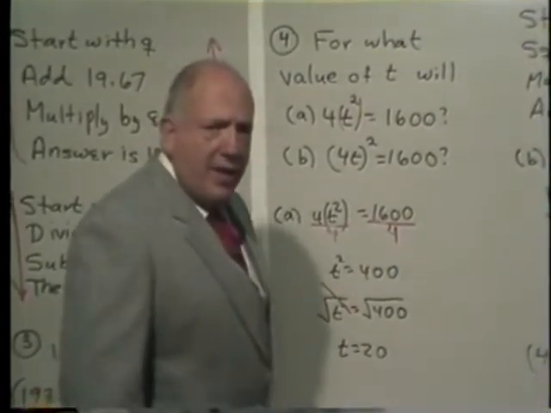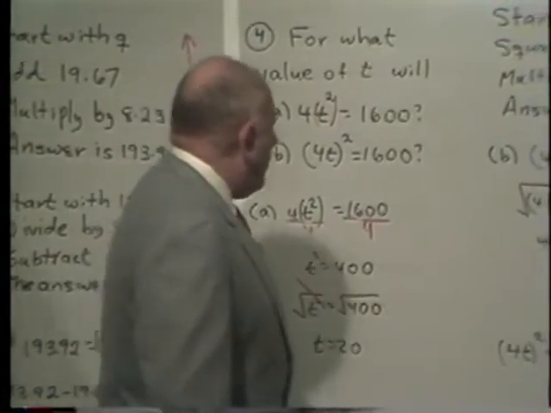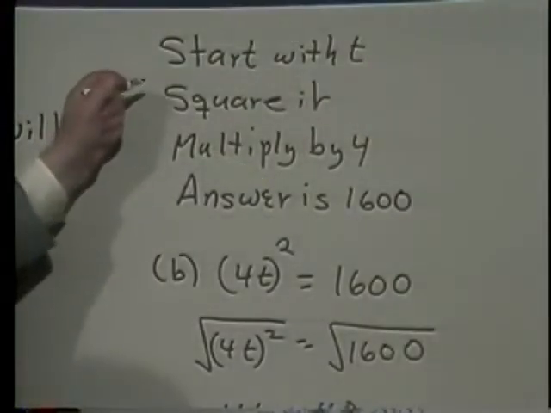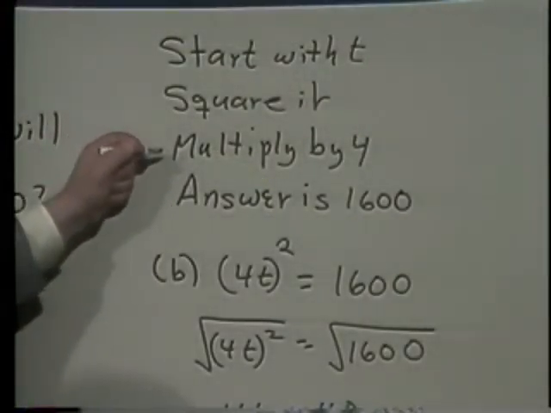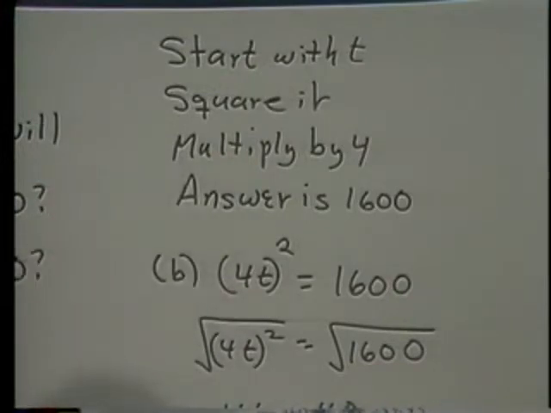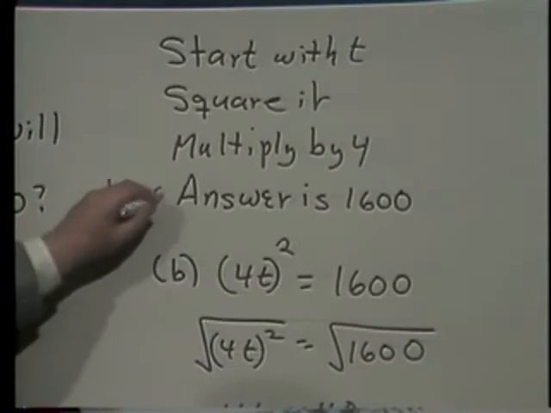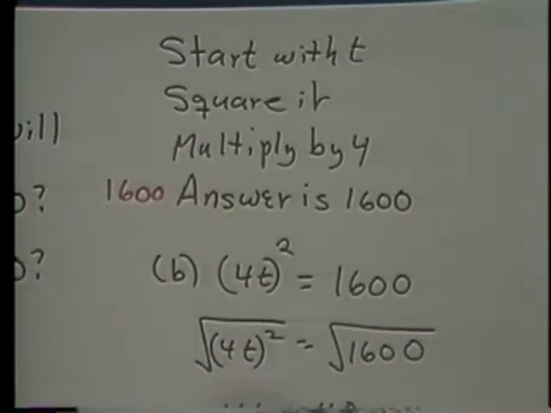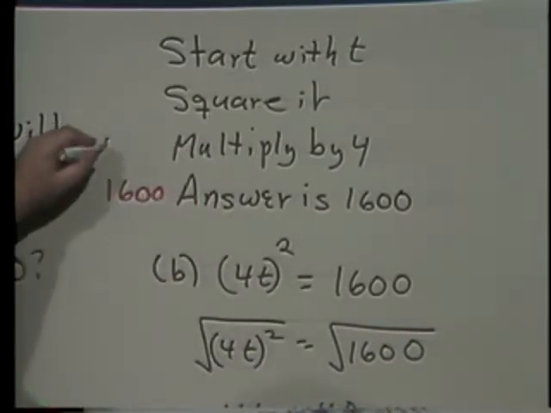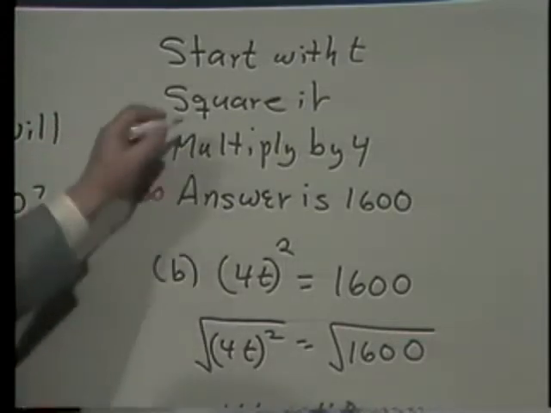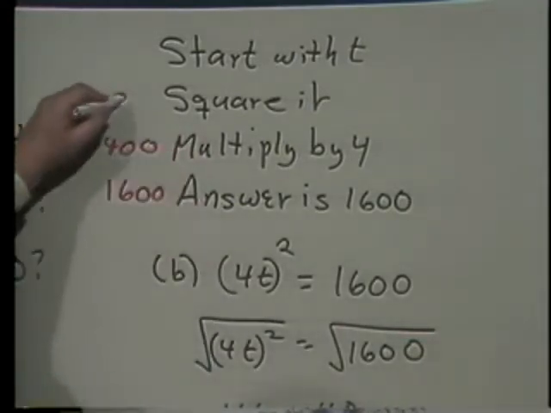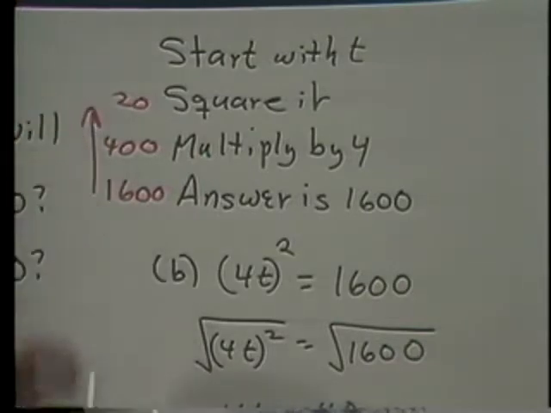And if you want to see this in a verbal situation, what this says is start with t, square it, multiply by 4, and the answer is 1600. So if we were to reverse our steps, what do we do? We start with the 1600. Now instead of multiplying by 4, we divide by 4. Now instead of squaring, we take the square root. And you see that that's exactly the same thing we did the algebraic way.